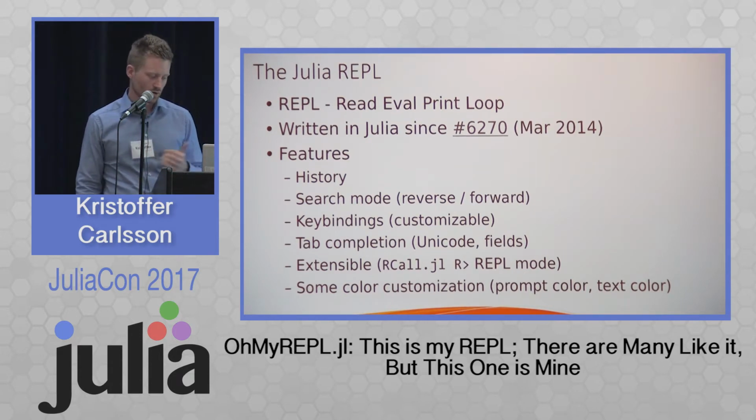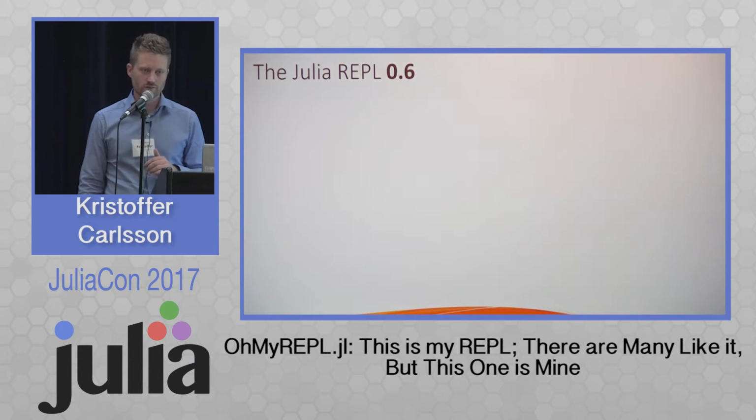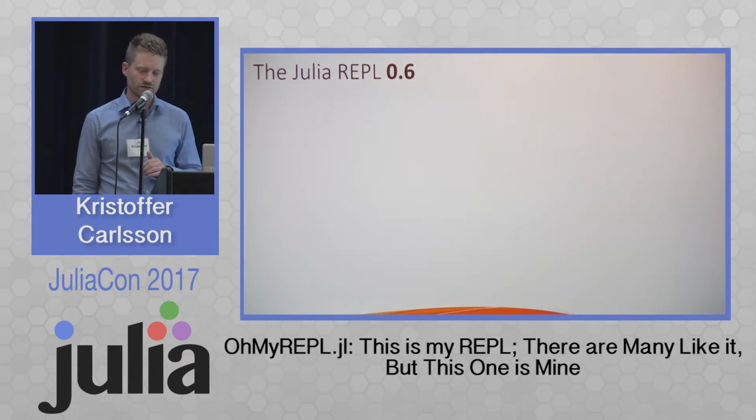So for example, the RCall package for calling R has this REPL mode, so it's basically that you have an R REPL inside the Julia REPL. And there's some color customization. You can change the prompt color and text color, but it's not that much, so maybe that's where my package comes in. So let's take a little bit of focus on the 0.6 new features.